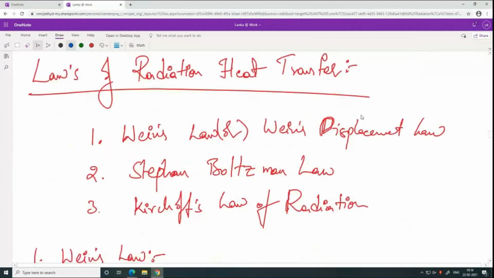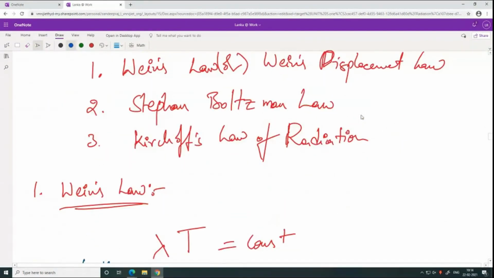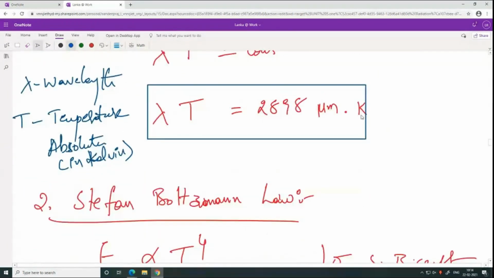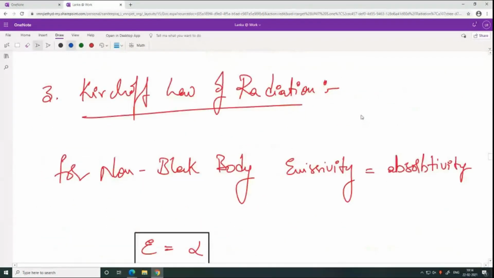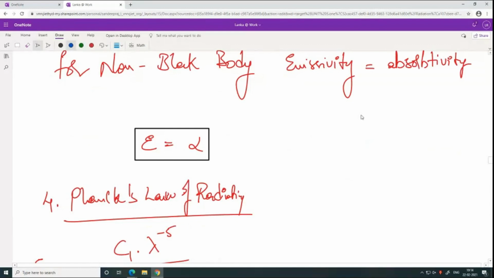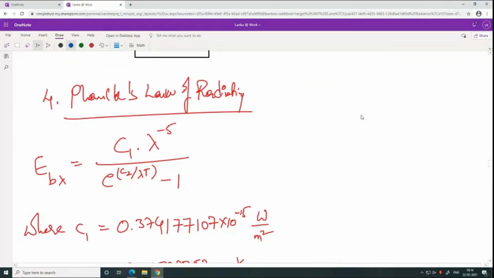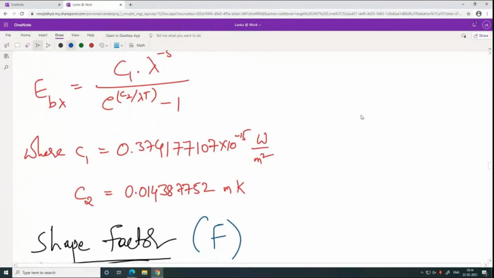So that's what we have seen, and we have seen the laws of radiation here: Wein's displacement law, Stefan Boltzmann law, and Kirchhoff's law. We have seen lambda T is equal to 2898 is the Wein's displacement law. Stefan Boltzmann law is anyways very well known to us. Kirchhoff's law says that for a non-black body, emissivity will be equal to the absorptivity. And Planck's law of radiation also we have seen. You need not remember these constants. These constants will be available to you in your data book.